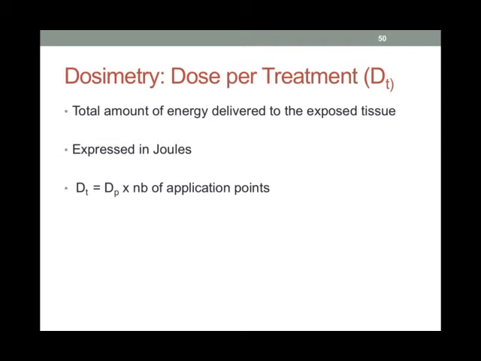So if you're delivering 2 joules and 2 joules and 2 joules, and you're doing it over 3 different points, it's just going to be simply the dose per point times the number of points. Okay, so then that gives you the total dose that you've given for the treatment.